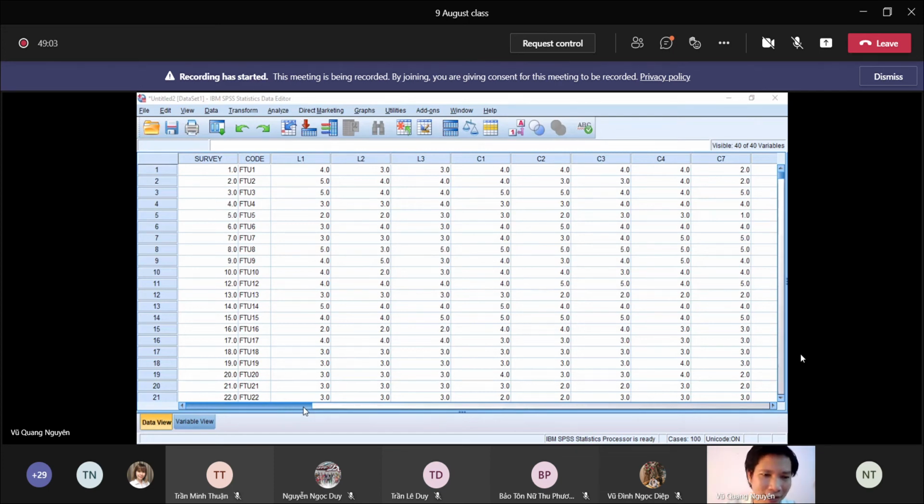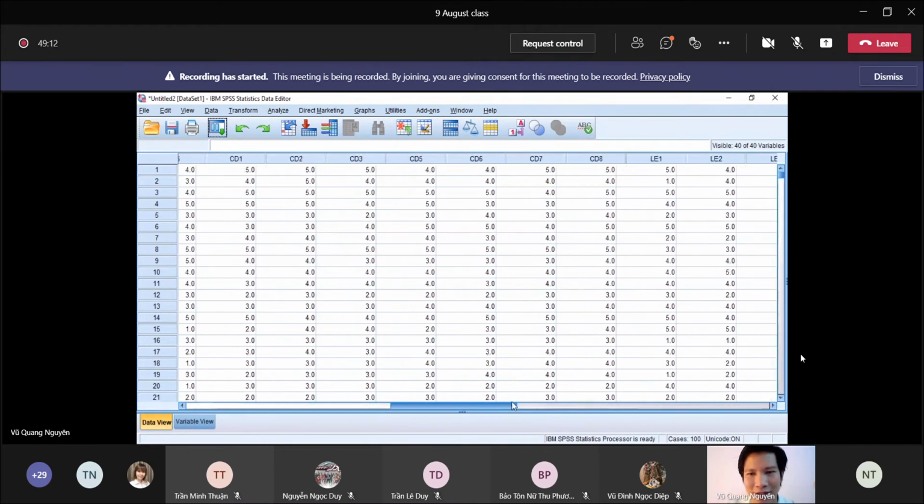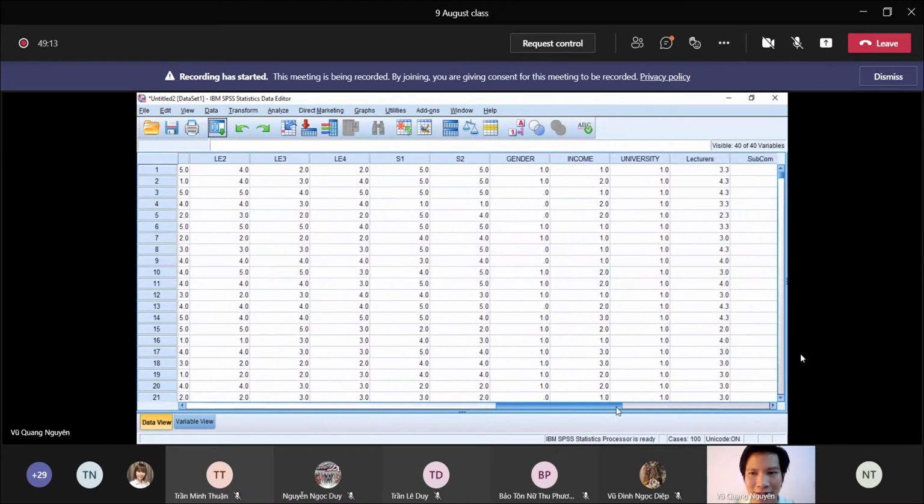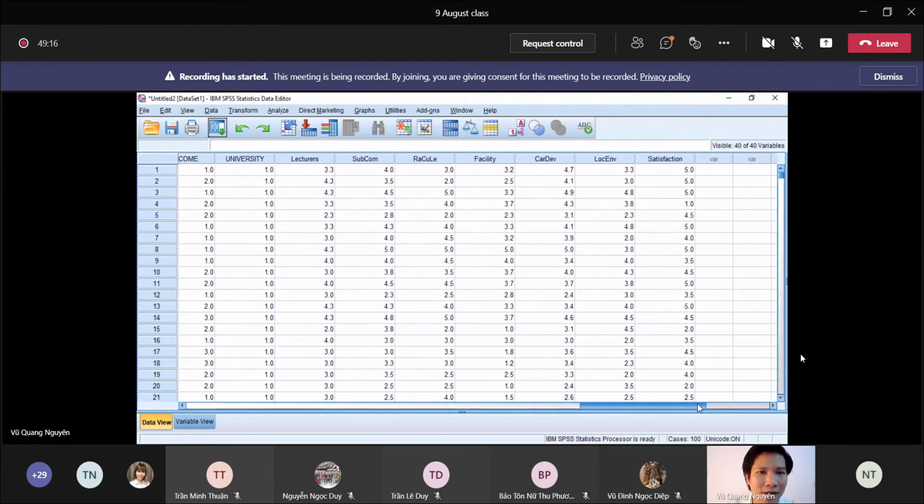Method. So actually, they do not represent the market, but we pretend that they represent the market. So we go further. Now, this is my data.